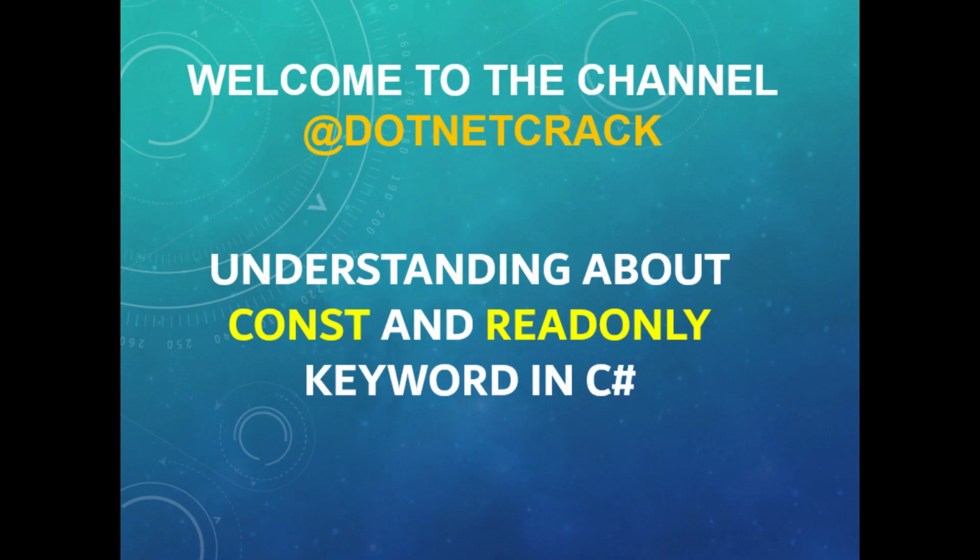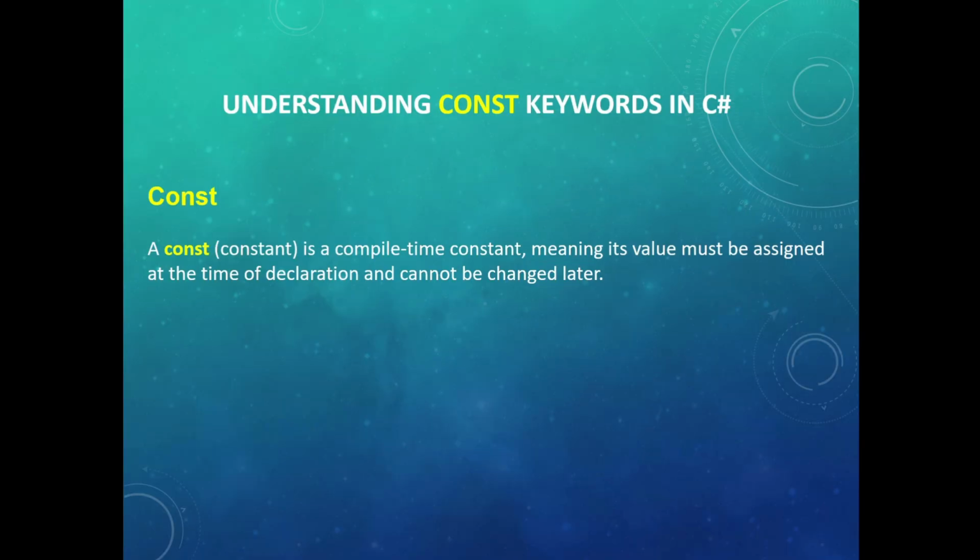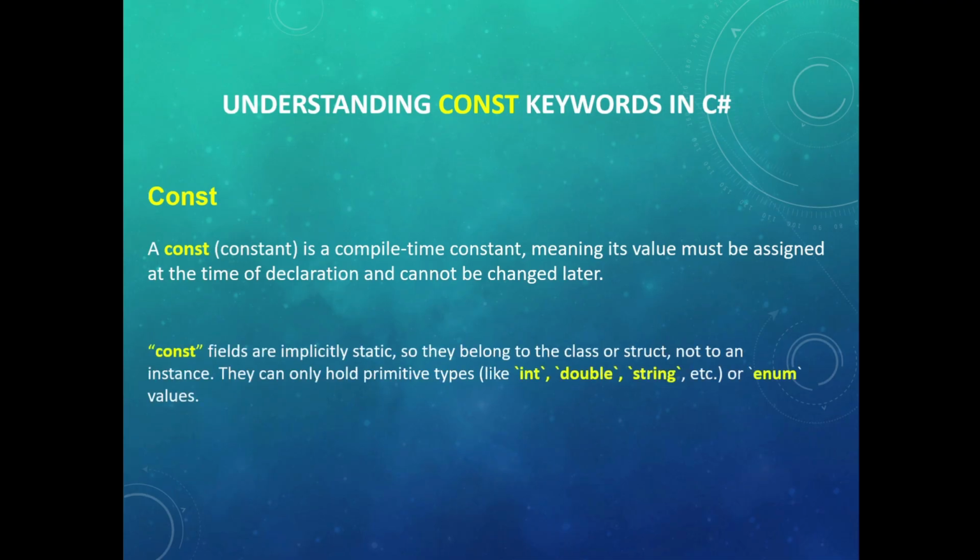Today we are going to discuss the const and readonly keywords in C# with a simple example. Let's start one by one. So let's understand the definition of constant. A constant is a compile-time constant, meaning its value must be assigned at the time of declaration and cannot be changed later. Constant fields are implicitly static, so they belong to the class or struct, not an instance. They can only hold primitive types like integers, doubles, strings, or enum values.